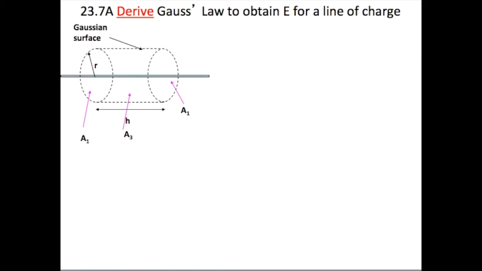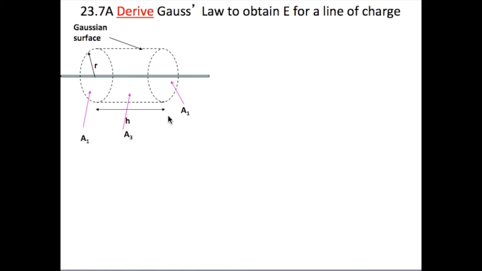Okay, now we're going to take a look at using Gauss's law to get an electric field for a line of charge. And so here are our parameters. We've got these two areas, right? So the Gaussian surface we're going to use, the imaginary surface, is a cylinder. Okay, and you can see it with the dotted lines here.